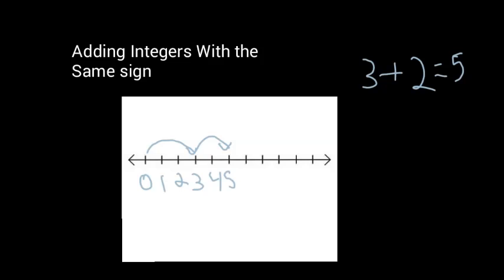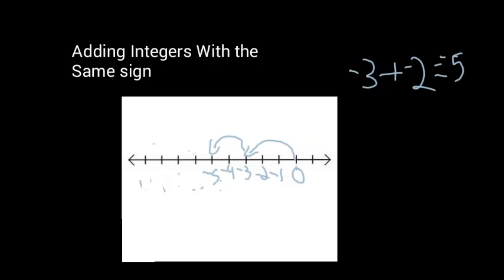So let's change this to a negative 3 plus a negative 2. Let's update my number line here and see how that's going to go. We'll put 0 at the other end this time. So we've got 0 right here. Then we're going to have negative 1, negative 2, negative 3, negative 4, negative 5. So we start at 0 still, and we go negative 3, so we jump to negative 3, and then we're going to add 2 more negatives, so we end up at negative 5.